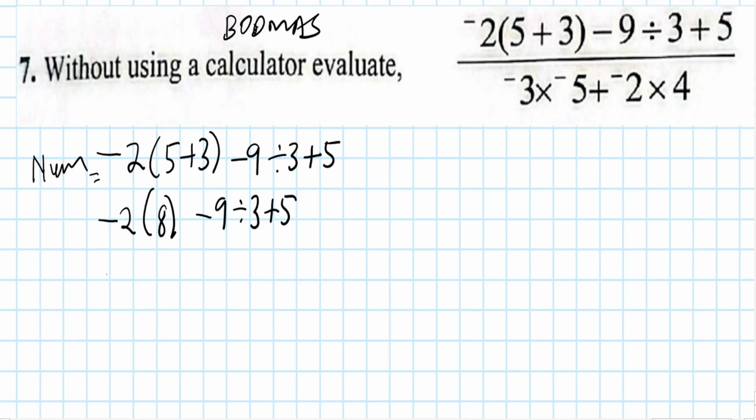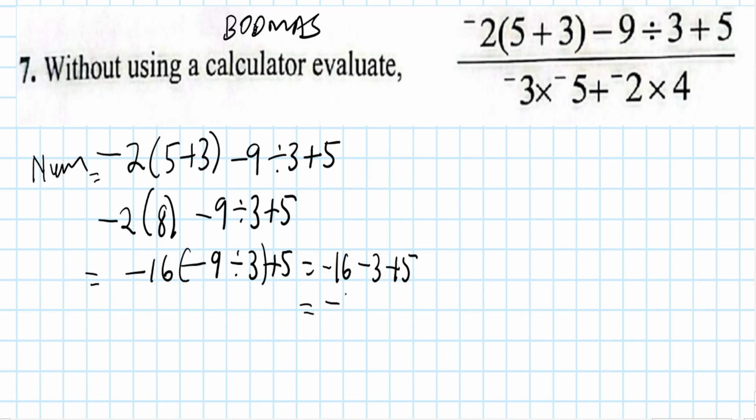Did we open up? Not yet. Minus 2 times 8 is minus 16 minus 9 divided by 3 plus 5. Next step, division. Minus 9 divided by 3 is minus 3, so minus 16 minus 3 plus 5. So minus 16 minus 3 is minus 19 plus 5, which will give you minus 14. Now let's go to the denominator.